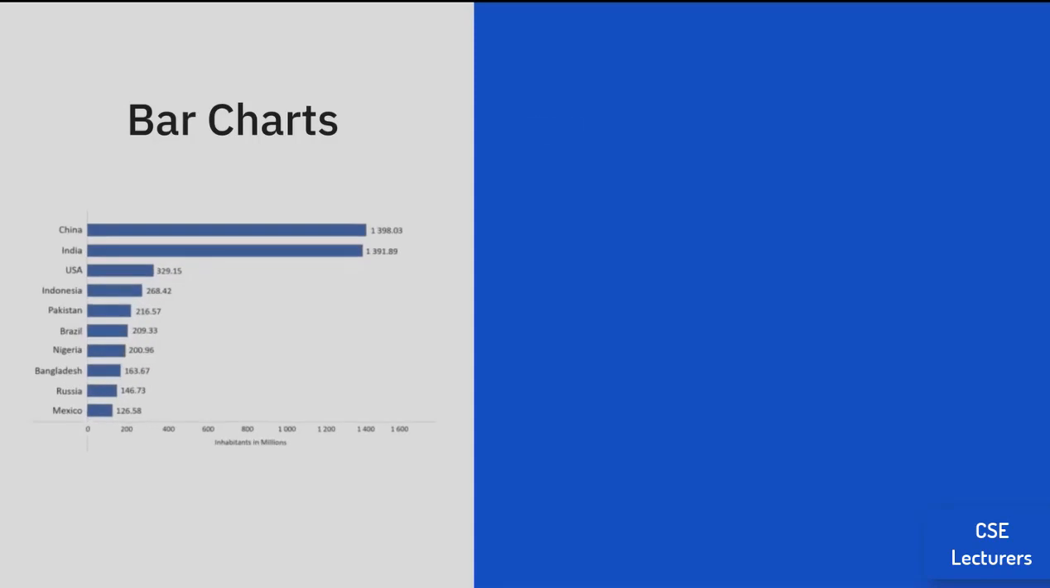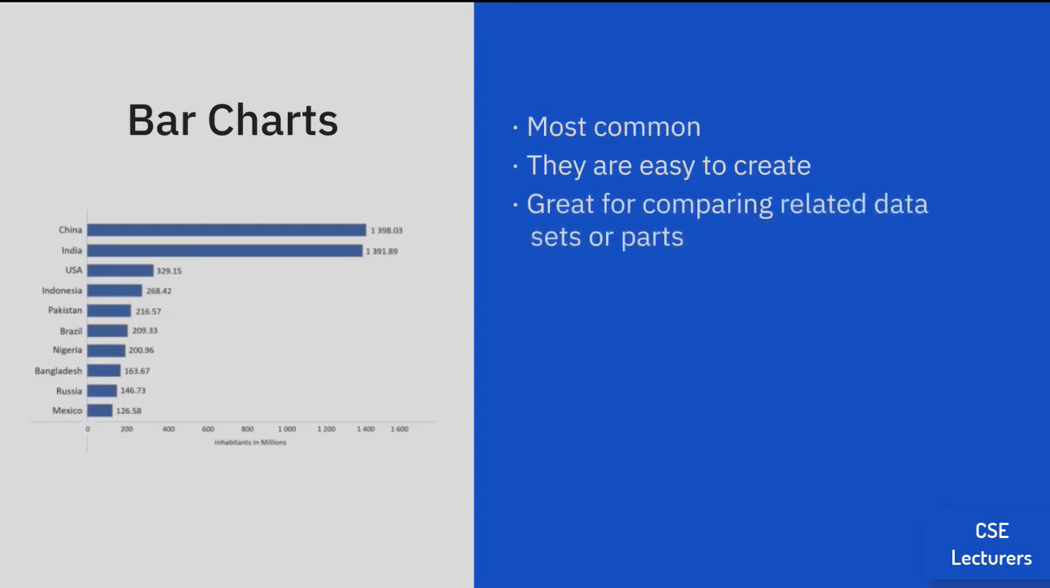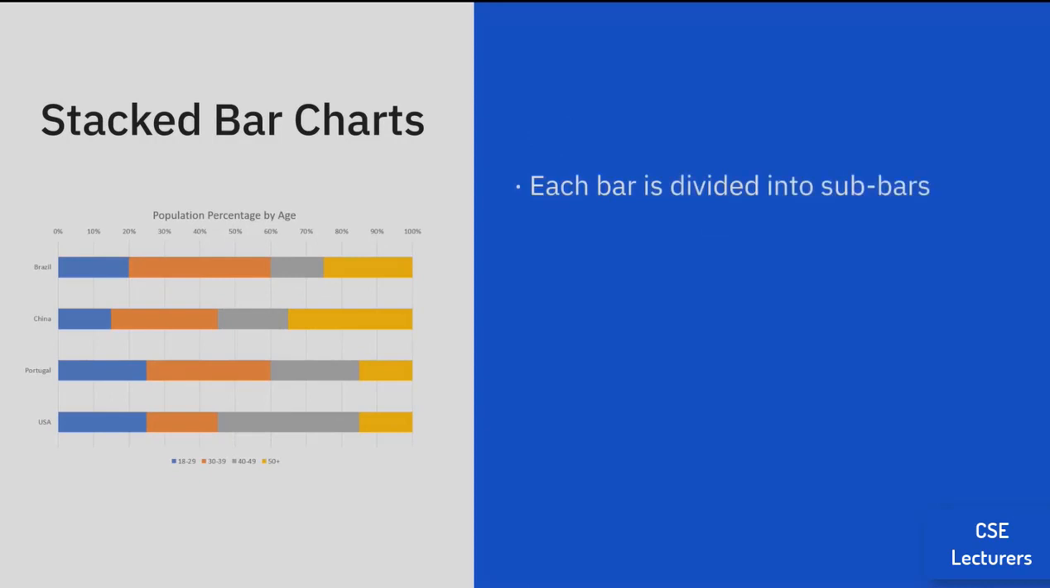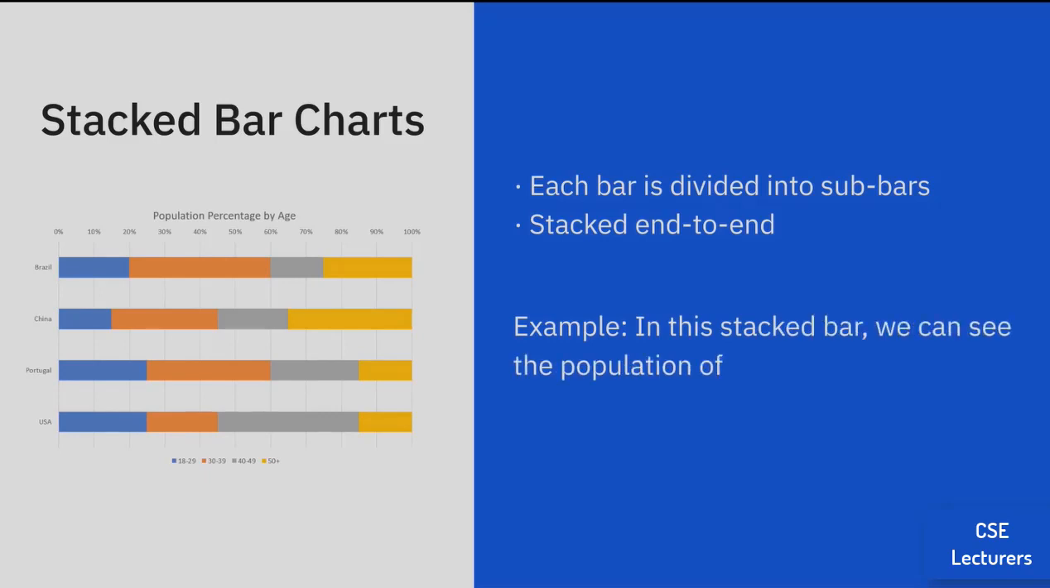We now look at one of the most commonly used charts, the bar chart. This type of chart is the most common as they are easy to create and are great for comparing related data sets or parts of a whole. For example, in this bar chart, we can see the population numbers of 10 different countries and how they compare to one another. We can also use stacked bars, in which each bar is divided into sub-bars that are stacked end to end. In this stacked bar, we can see the population of each country split into 4 age ranges.